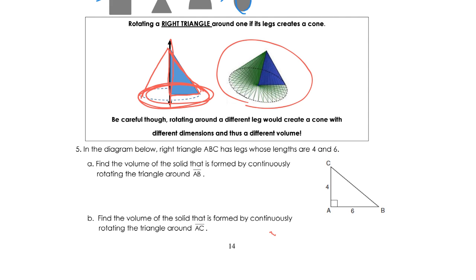Okay, so it says be careful though. Rotating around a different leg of your right triangle would create a cone with different dimensions and thus a different volume. Okay, so here we go. Let's go ahead and see what this question in number 5 gives us.